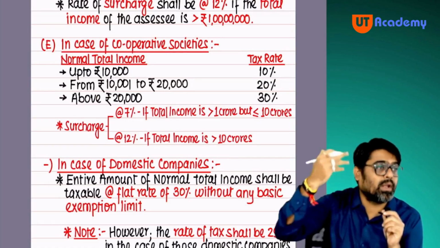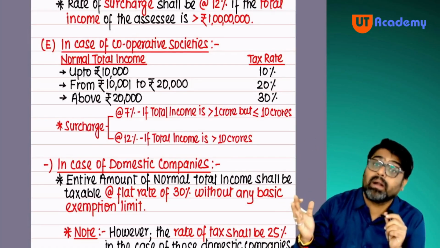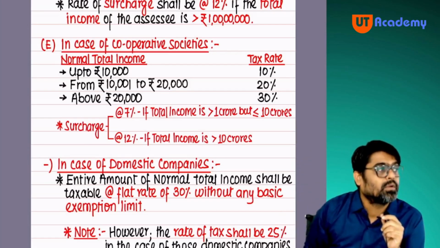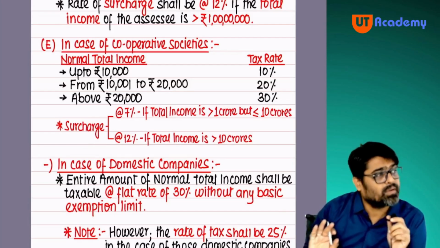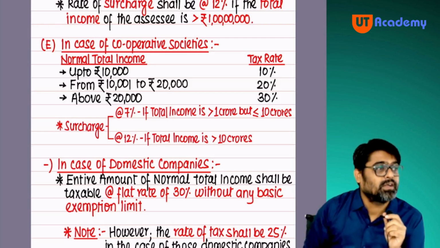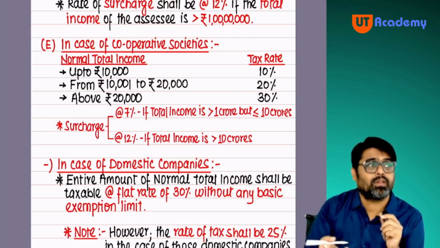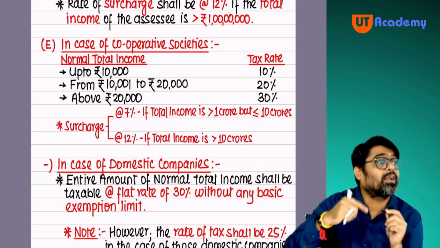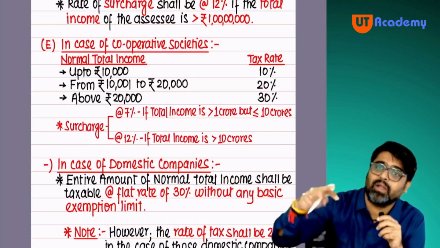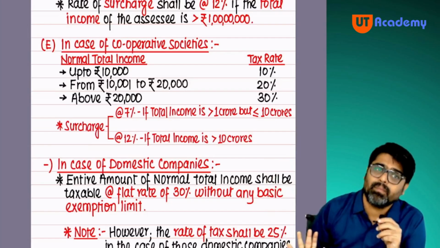7% if the total income is more than 1 crore but not more than 10 crore. What if the total income is more than 10 crores? Will you remember the surcharge rate? So tax on total income plus surcharge, tax including surcharge will come, on that apply 4% cess. You will get gross tax liability minus TDS, TCS, advance tax, net tax liability or refund. Will you remember all these things?